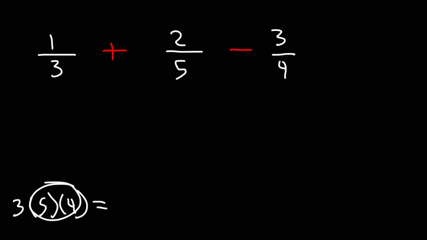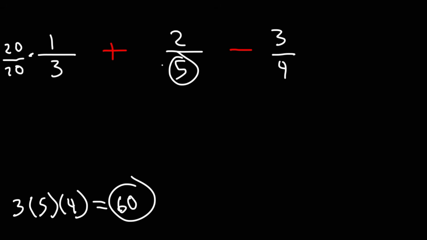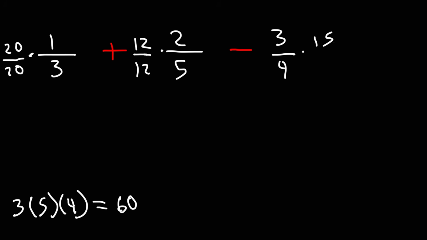5 times 4 is 20. 20 times 3 is 60. So we want to get a common denominator of 60. 60 divided by 3 is 20. So I'm going to multiply this fraction by 20 over 20. 60 divided by 5 is 12. So I'm going to multiply this fraction, the top and the bottom, by 12. And 60 divided by 4 is 15. So I'm going to multiply this fraction by 15 over 15.